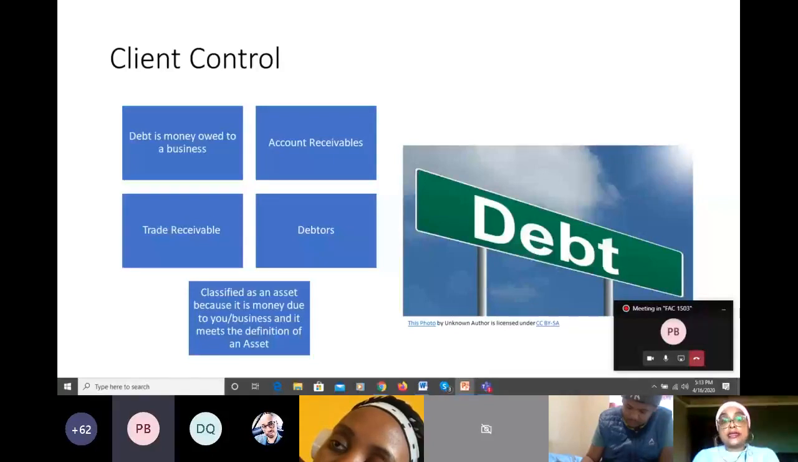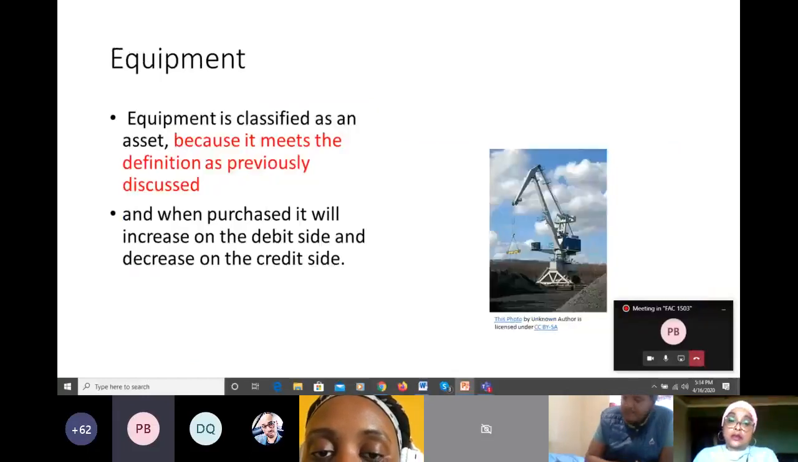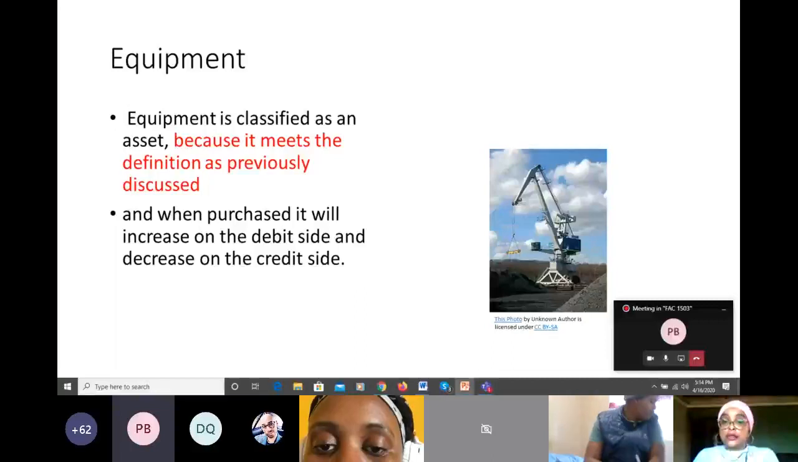Okay, so basically this is money which is owed to a business. Okay, this could also be classified as an asset because it obviously meets the definition of the asset. Okay, let's move on to equipment.